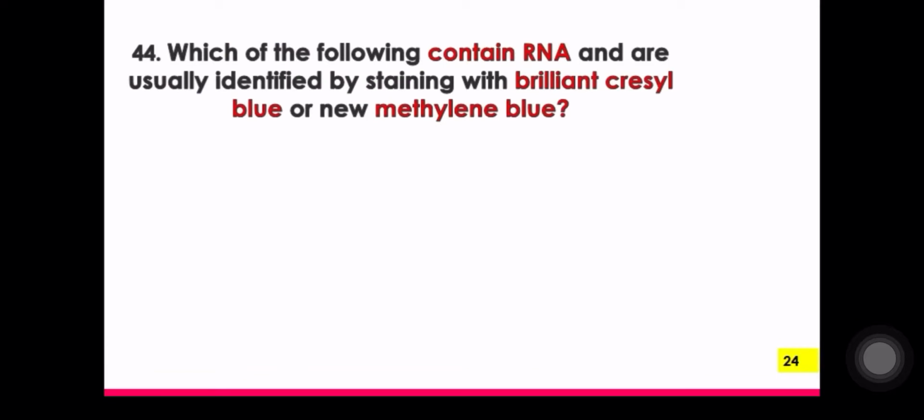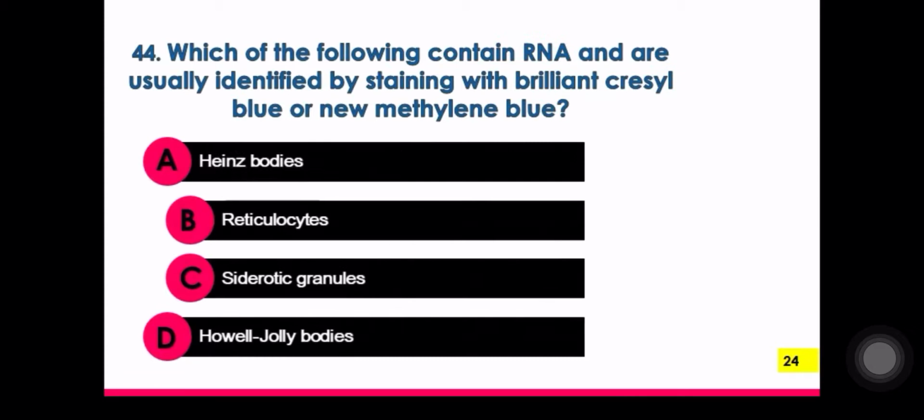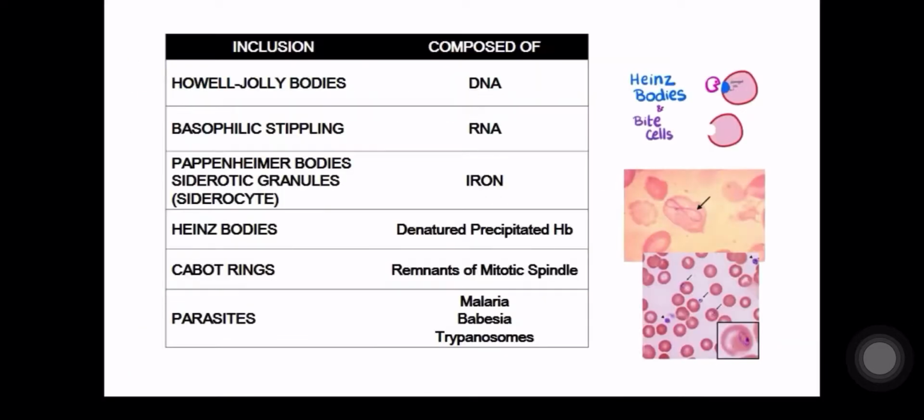Next, for number 44, which of the following contain RNA and are usually identified by staining with brilliant cresyl blue or new methylene blue? A, Heinz bodies, B, reticulocytes, C, siderotic granules, or D, Howell-Jolly bodies. Again, highlight containing RNA, stained with brilliant cresyl blue or new methylene blue. The correct answer is letter B.